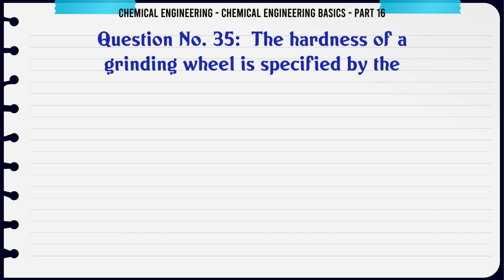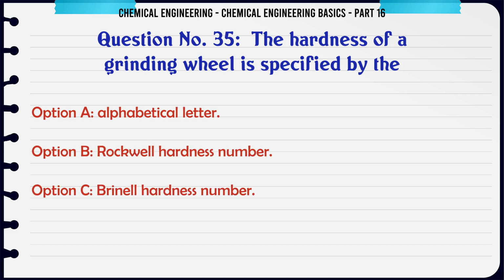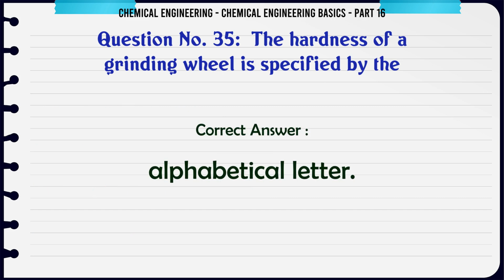The hardness of a grinding wheel is specified by the A, alphabetical letter, B, Rockwell hardness number, C, Brinell hardness number, D, none of these. The correct answer is alphabetical letter.